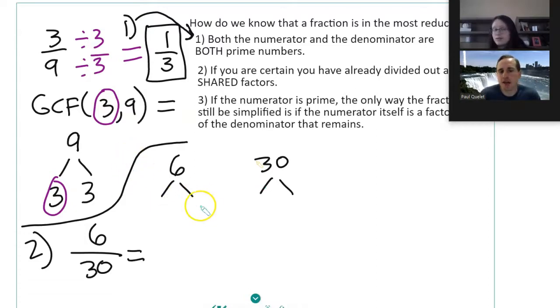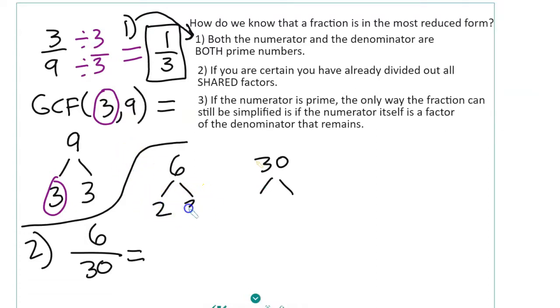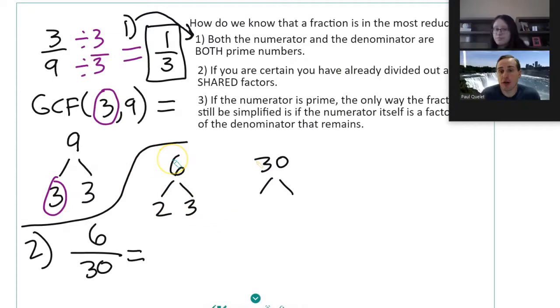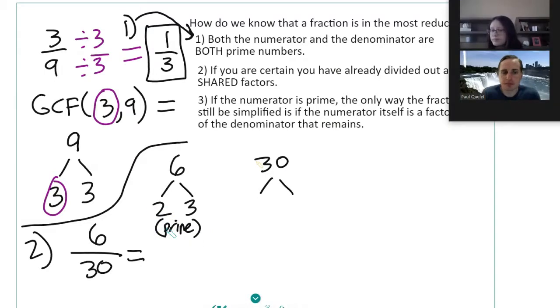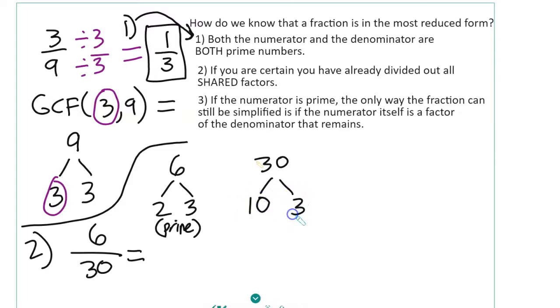So 6 is what times what? 2 times 3. Do we need to go any further, or are those prime? Those are prime. So these are done. Okay? So we're all done on the 6. Now 30. By the way, with 30, as long as you don't start off with the number and 1, you can start off however you want. The great thing about the trees is you can start however you want, as long as you get down to primes. That works. 10 times 3.